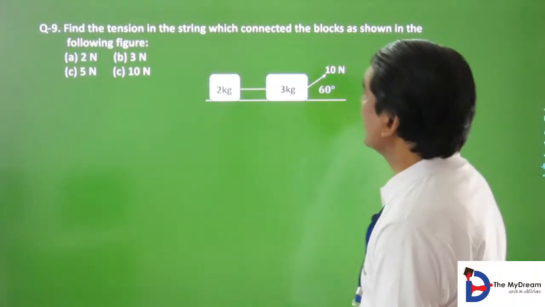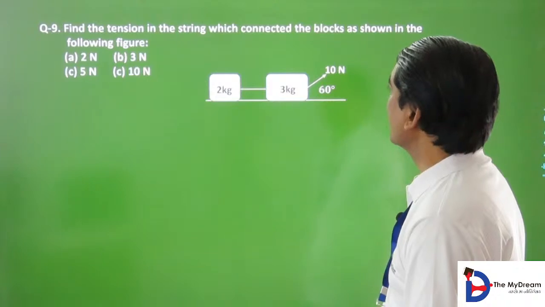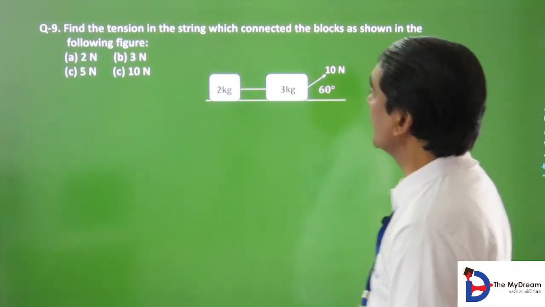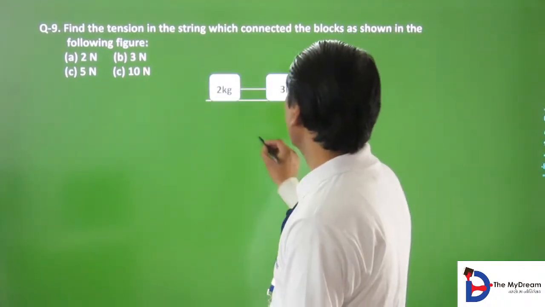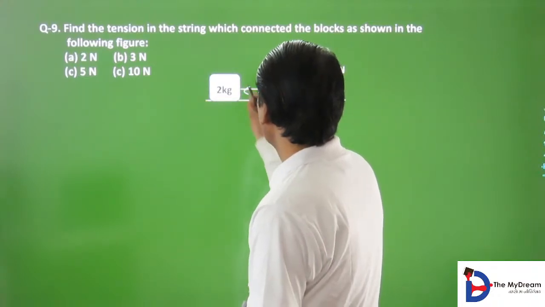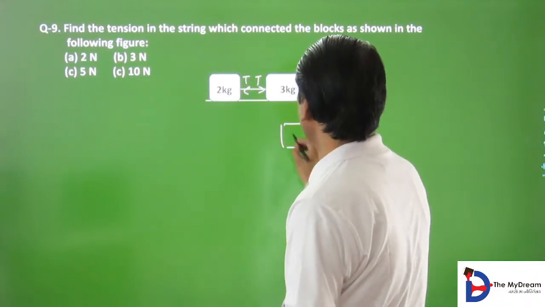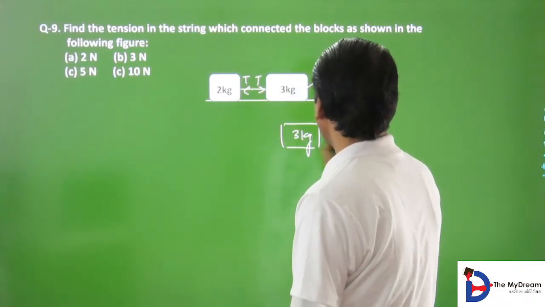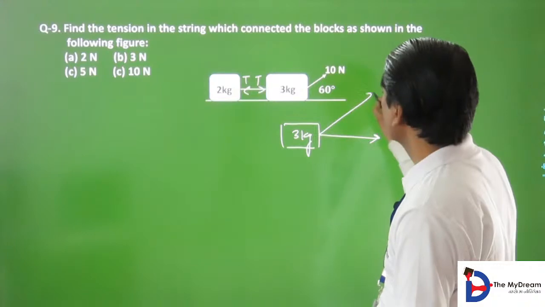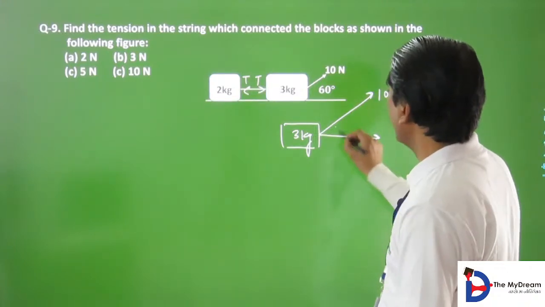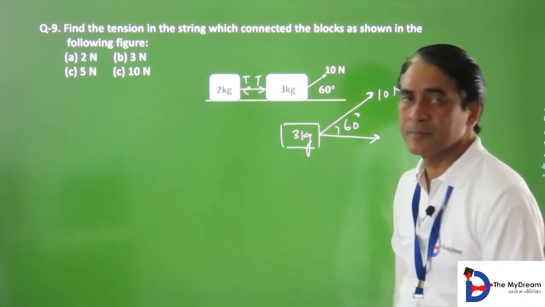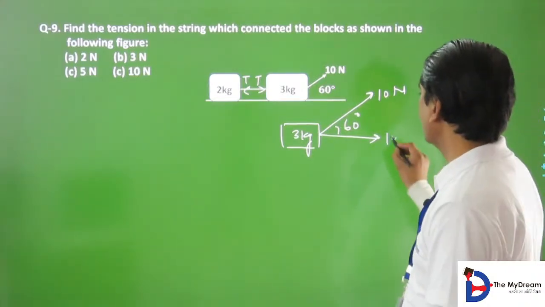Find the tension in the string which connects the blocks as shown in the figure. First of all, you can draw the free body diagram. This is a 3 kg block over which you are applying a force of 10 Newton, making an angle of 60 degrees. So that gives 10 cos 60.